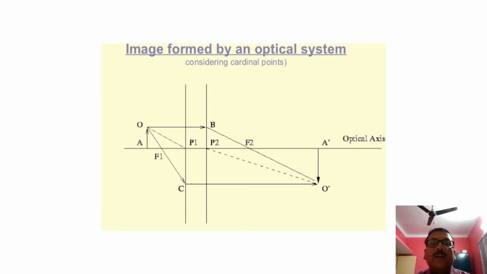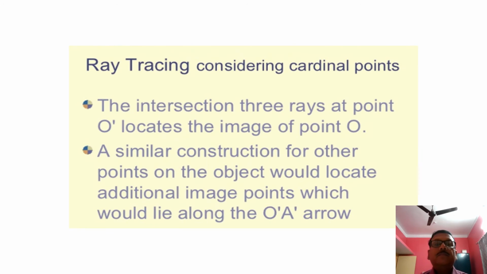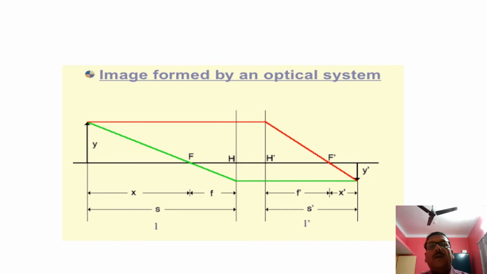The image formed by an optical system can be understood with the help of this figure. Here AO is the object and A'O' its image. The intersecting three rays at point O' locate the image of point O. A similar construction for other points on the object would locate additional image points which would lie along the O'A' arrow. The image formed by an optical system can be understood with the help of this figure.